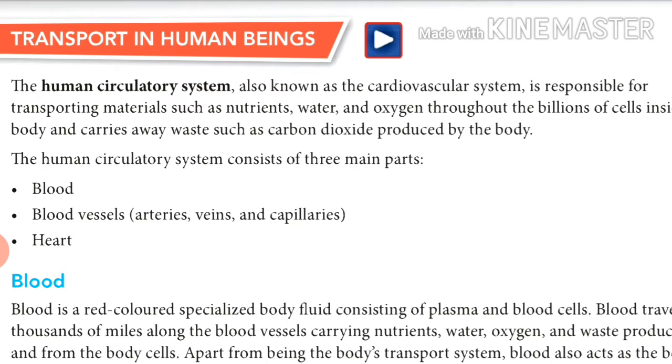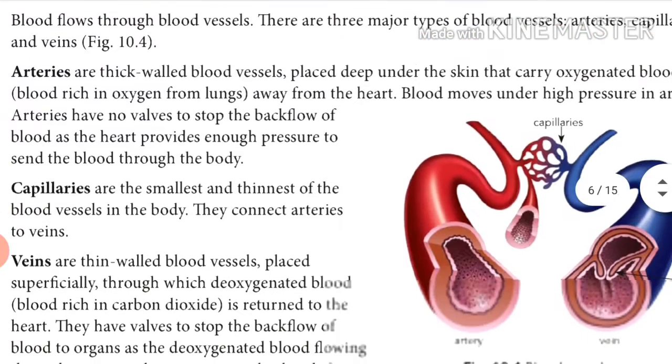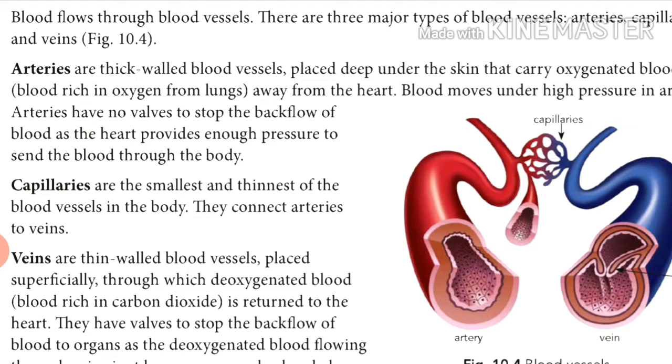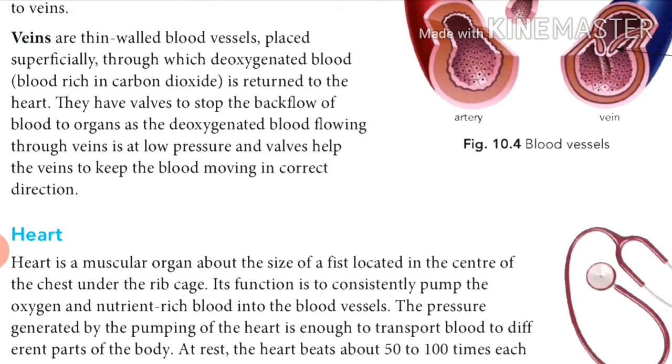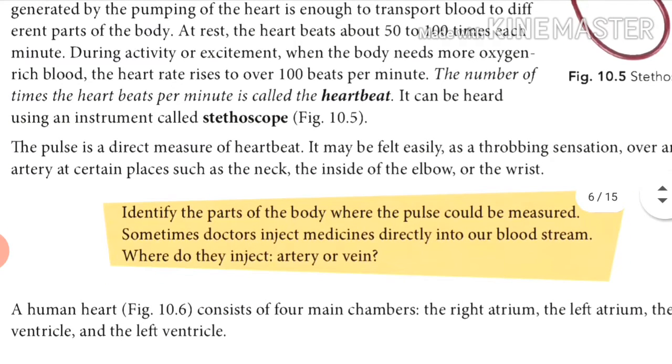As we have discussed in the previous video, how the human circulatory system works and what the three main parts are: blood vessels, blood and heart. Then each component like red blood cells, white blood cells, platelets, plasma. Then what arteries are, what the function of arteries, capillaries and veins is, and about the heart, function of heart, heartbeats.